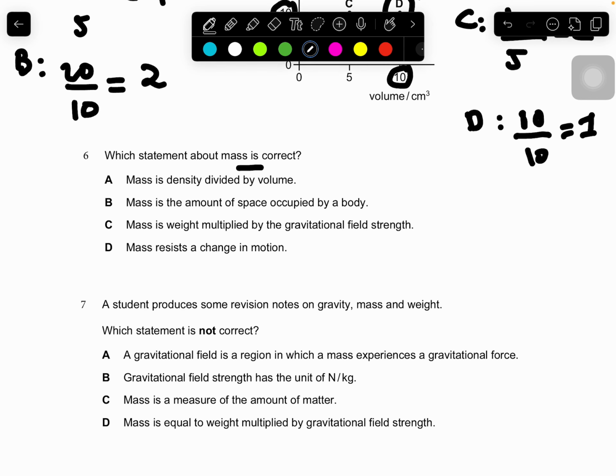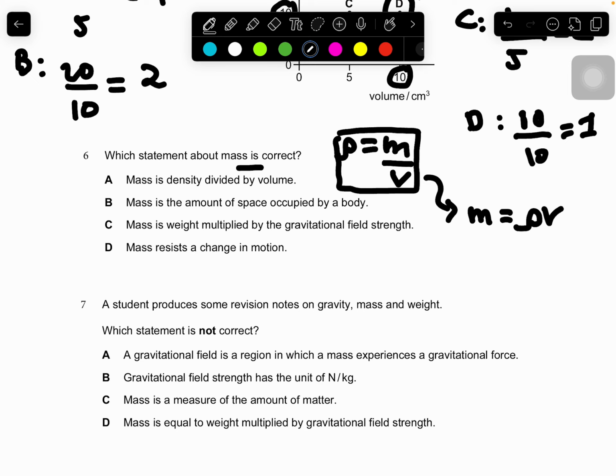Mass is density divided by volume. We can go back to our formula and check. This is our original formula for density. And if we rearrange this for mass, we'll get density times volume. So no, mass is not density divided by volume. It's the product of density and volume. Mass is the amount of space occupied by a body? No, that's volume. Volume is the amount of space occupied by a body.